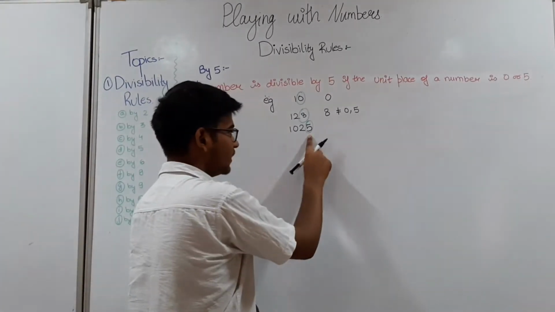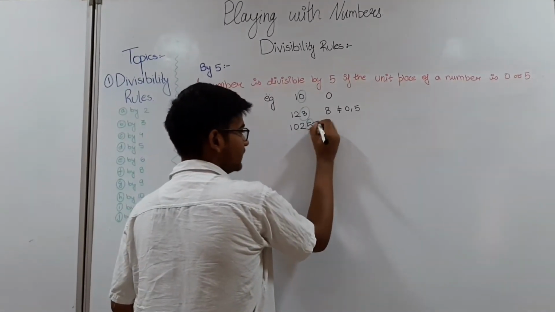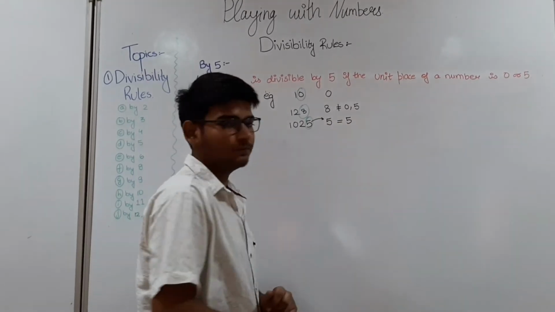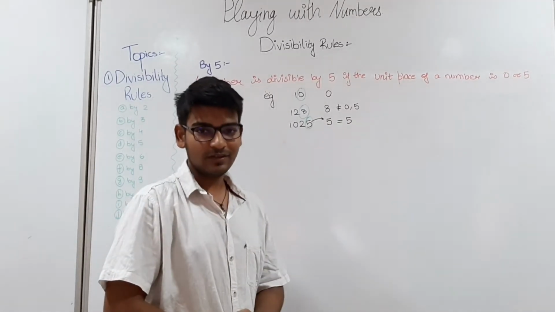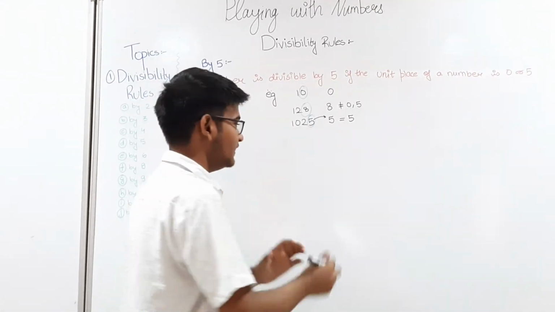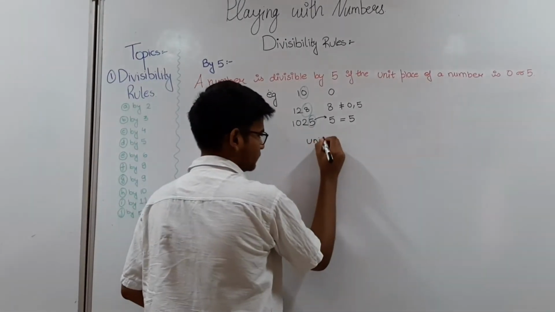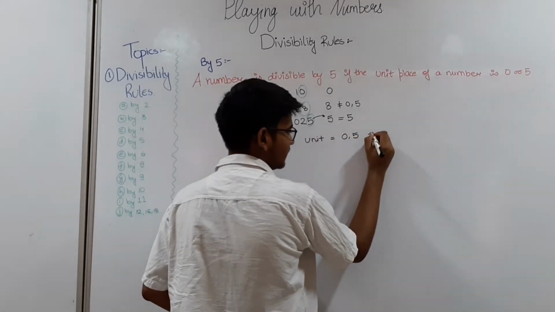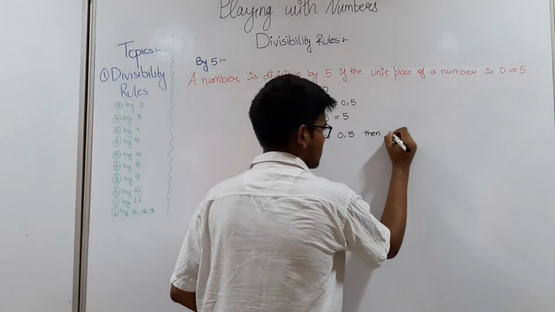In the number 1025 the unit digit is 5. So the number 1025 is divisible by 5. So whenever the unit digit is 0 or 5, then the number is divisible by 5.